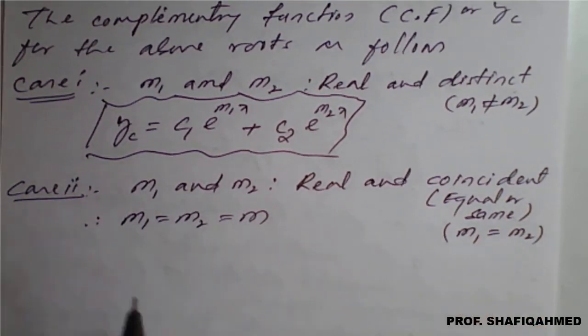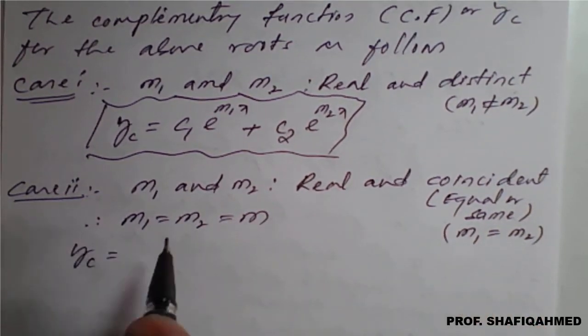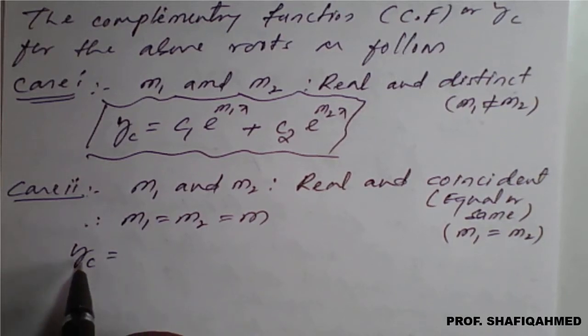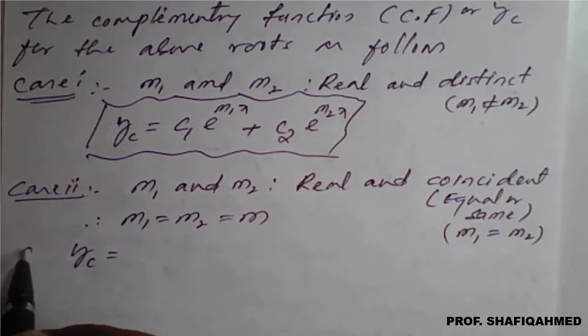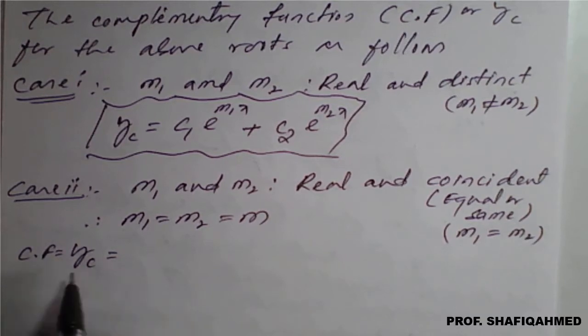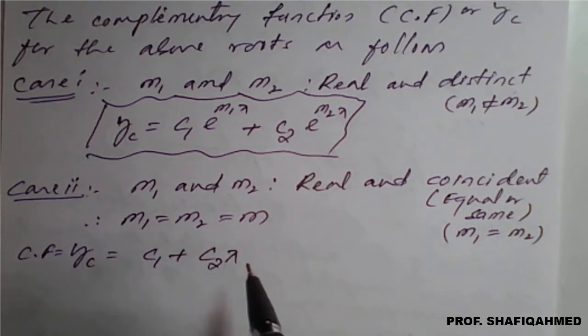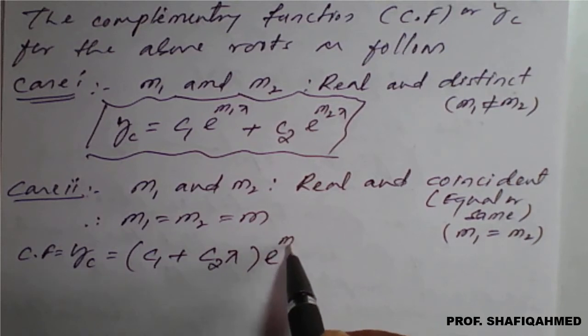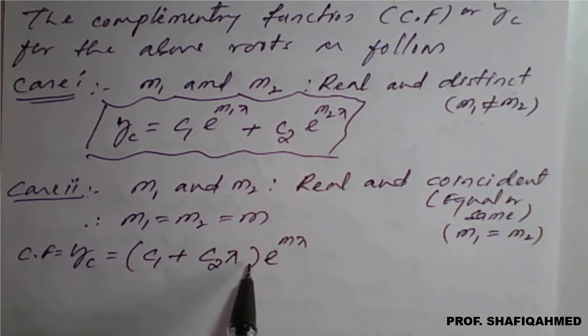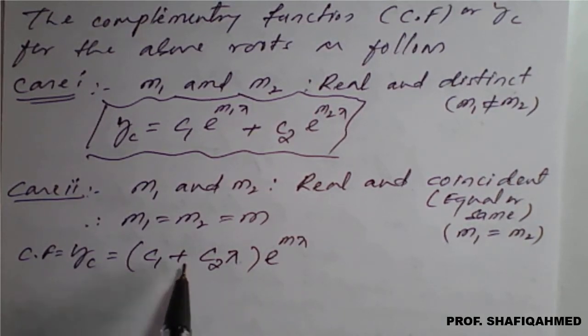So to write the complementary function, yc is equal to, in short you can write CF also, the complementary function or yc is equal to (c1 plus c2 x) into e raised to m x. So this is very important. If they are the same, we have to write c1 plus c2 x. Why are we multiplying by x?